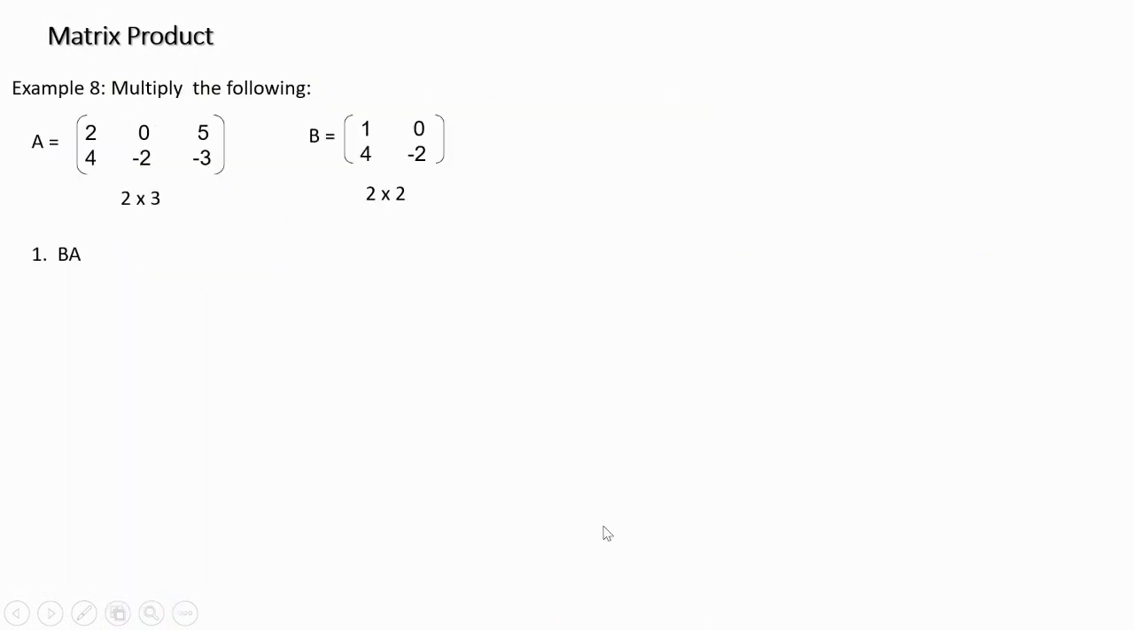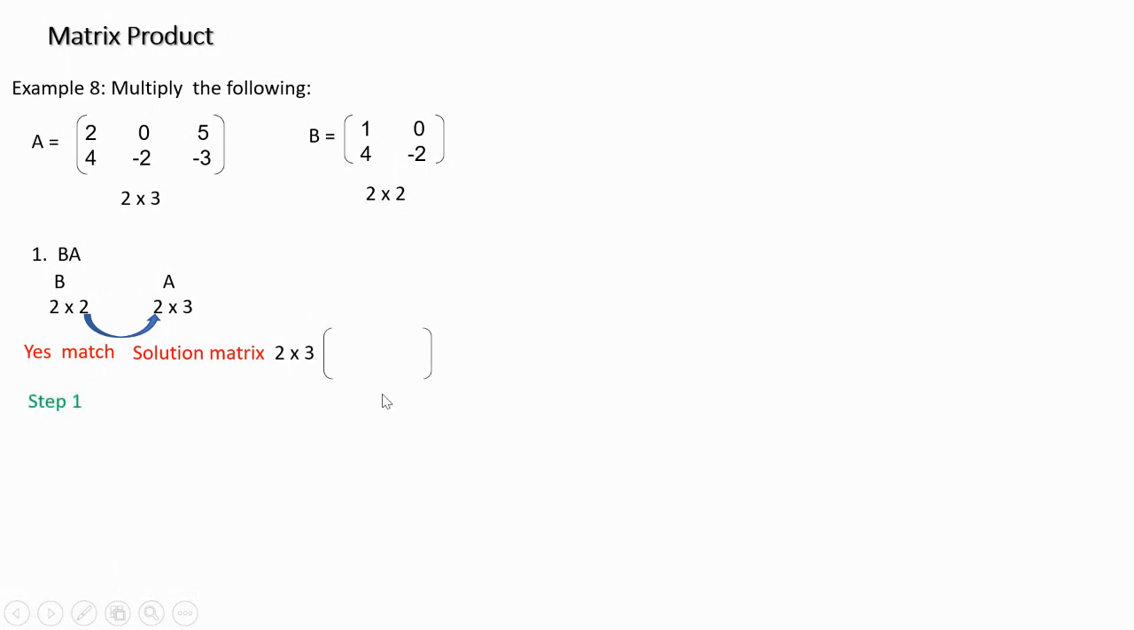Now, let's put that concept into action. Okay, now example 8. We have matrix A, a 2 by 3, and the elements are 2, 0, 5, 4, -2, -3. And matrix B is a 2 by 2, where the first row is 1, 0 and row 2 is 4, -2. So B times A. Yes, it can be done. We can multiply it because it's a match. And the answer is going to be a 2 by 3 because those are the outer numbers.